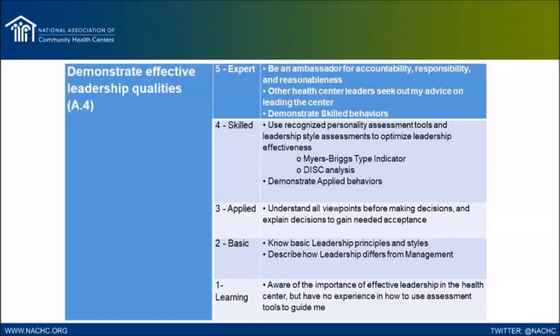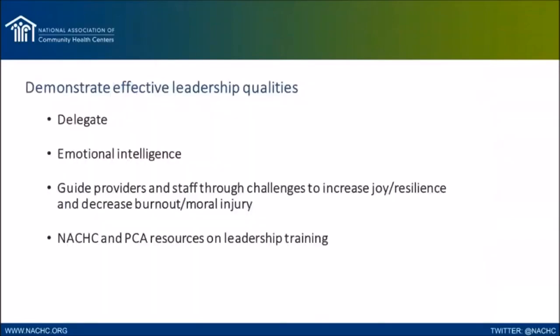There are any number of other things that are listed here that we can look to, but learning how to delegate, building our own emotional intelligence, helping to guide people through challenges that increase joy and resilience and decrease burnout and moral injuries. Certainly for me, that's the most succinct way to think about this. There are any number of resources at NACHC and the PCAs in the various states on leadership training, and I think that we all have opportunities to learn there. So I would encourage you, if you haven't already, to take advantage of some of those.